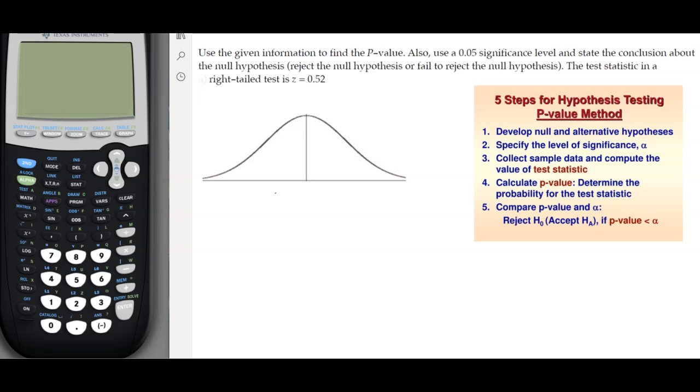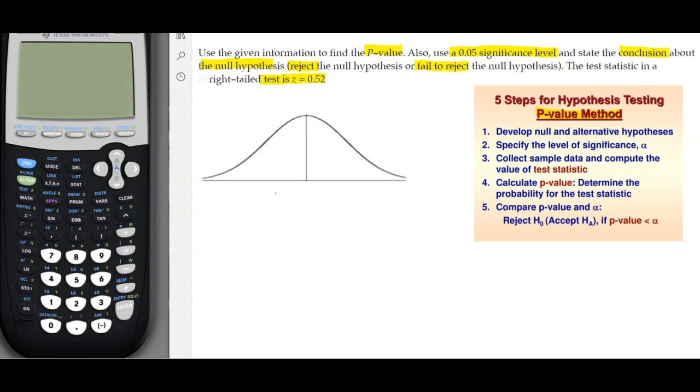In this video, we're going to learn how to find the p-value when we are given the test z-value, and compare it with the level of significance alpha. Then we can make a conclusion about the null hypothesis, whether you're going to reject it or fail to reject it. The method we're going to be using here is the p-value method, and we're going to be using the z-table. Okay, so let's start.